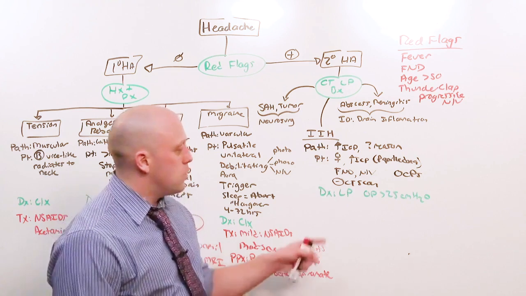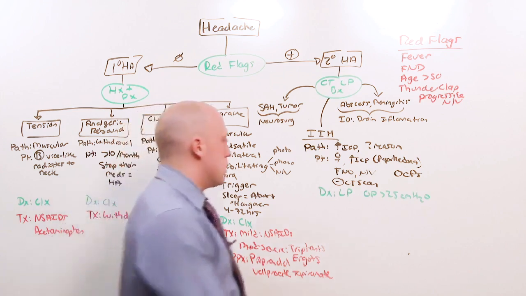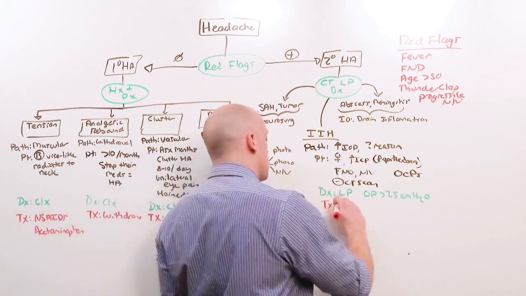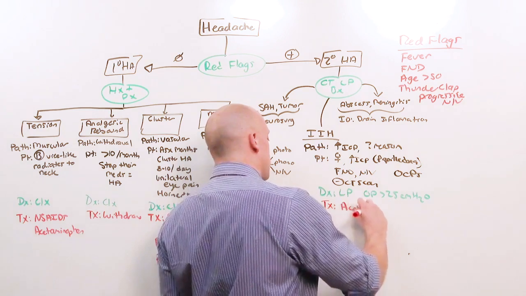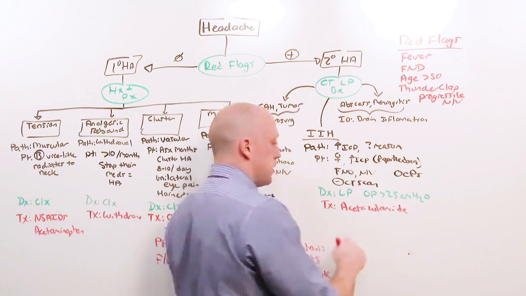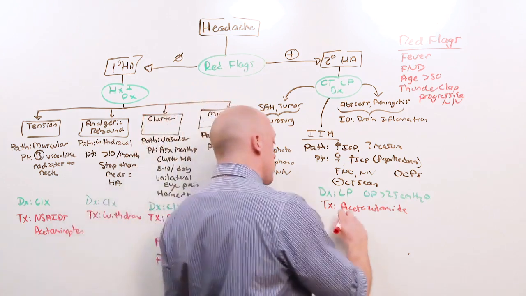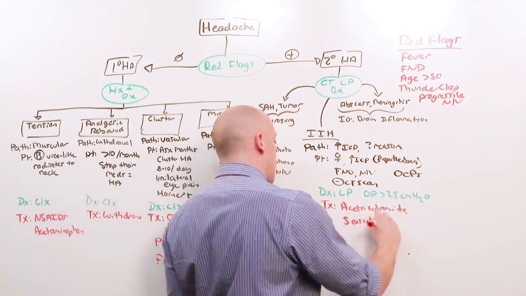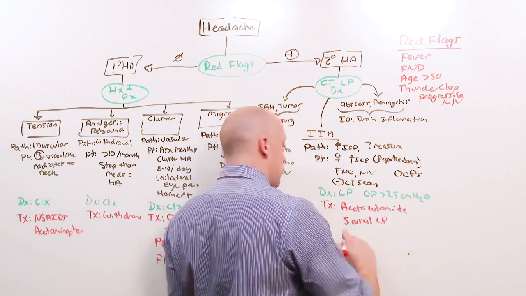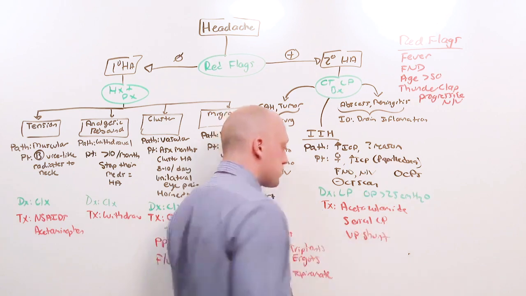You don't have to do any more imaging other than the CT scan because now you've got your diagnosis. Treatment, first-line therapy, is going to be with acetazolamide. But refractory cases, or while the medication gets going, might require you to do serial lumbar punctures. And if all else fails, you'll need a VP shunt to decompress.